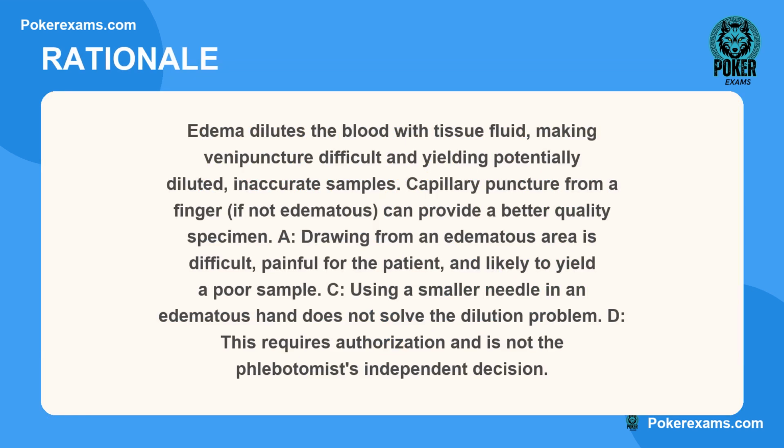Here is why. Edema dilutes the blood with tissue fluid, making venipuncture difficult and yielding potentially diluted, inaccurate samples. Capillary puncture from a finger, if not edematous, can provide a better quality specimen. A, drawing from an edematous area is difficult, painful for the patient, and likely to yield a poor sample. C, using a smaller needle in an edematous hand does not solve the dilution problem. D, this requires authorization and is not the phlebotomist's independent decision.